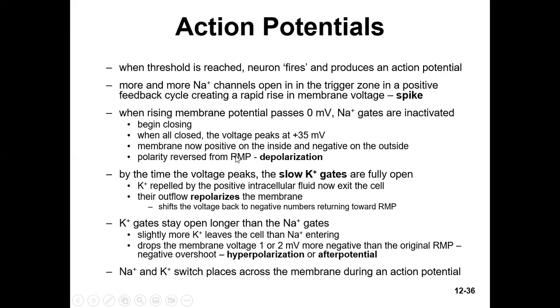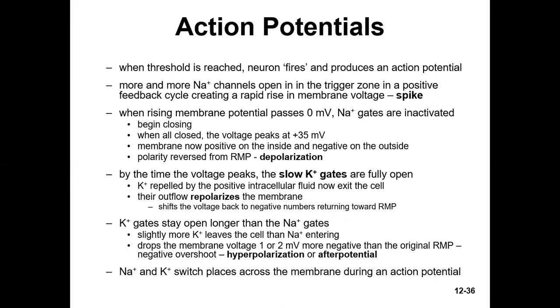Polarity reversed from the RMP is depolarization. By the time the voltage peaks, there are slow potassium gates that will be fully opened. The potassium will be repelled by positive intracellular fluid and now exits the cell. And this outflow of potassium will repolarize that membrane. Remember, depolarization is when we're coming to neutral. When we repolarize, we're reinstating that difference that we started with.